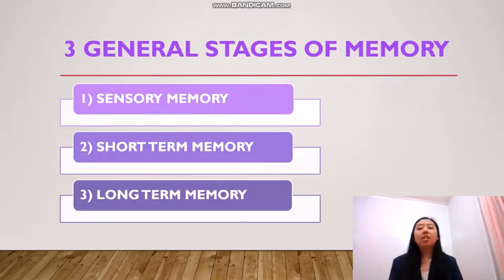Okay, so there are three general stages of memory. The first one is sensory memory. The second one is short-term memory. And the third one is long-term memory. We'll talk about it one by one.